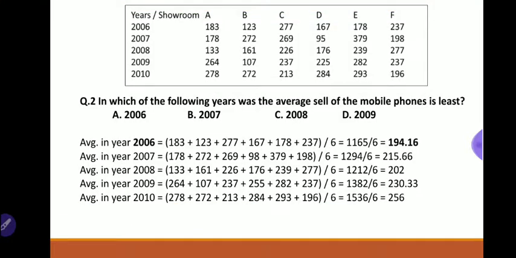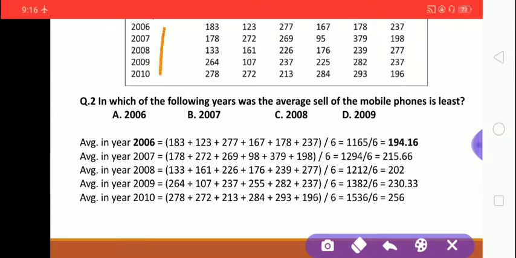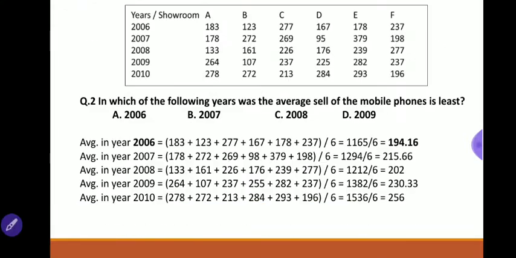Second question: in which of the following years was the average sale of mobile phones the least? So here the question asks, in all these years, in which year the average sale of mobile phones is least. So just like the last problem, here also you have to find the average in each year. It is very time consuming to find the average of all the years, but you have to do it. These kinds of questions are very simple, but they are time consuming because you need to find the average for each and every year.